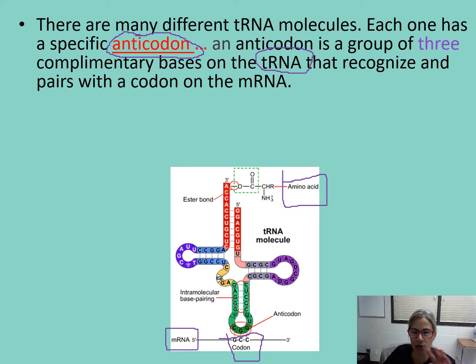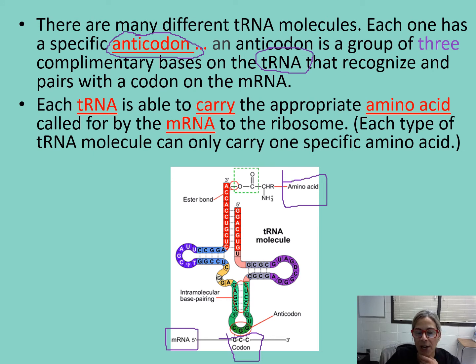So when we talk about a codon, that's always messenger RNA. That's our triplet, that's on our little chart, okay? That's what codes for the amino acid. The anticodon, I want you to always associate with the transfer RNA. And the whole point of that is once the anticodon and the codon match up with one another, the amino acid is released and becomes part of that polypeptide chain. So each tRNA is able to carry an appropriate amino acid that the mRNA codes for to the ribosome, and then the ribosome links those into that polypeptide chain.